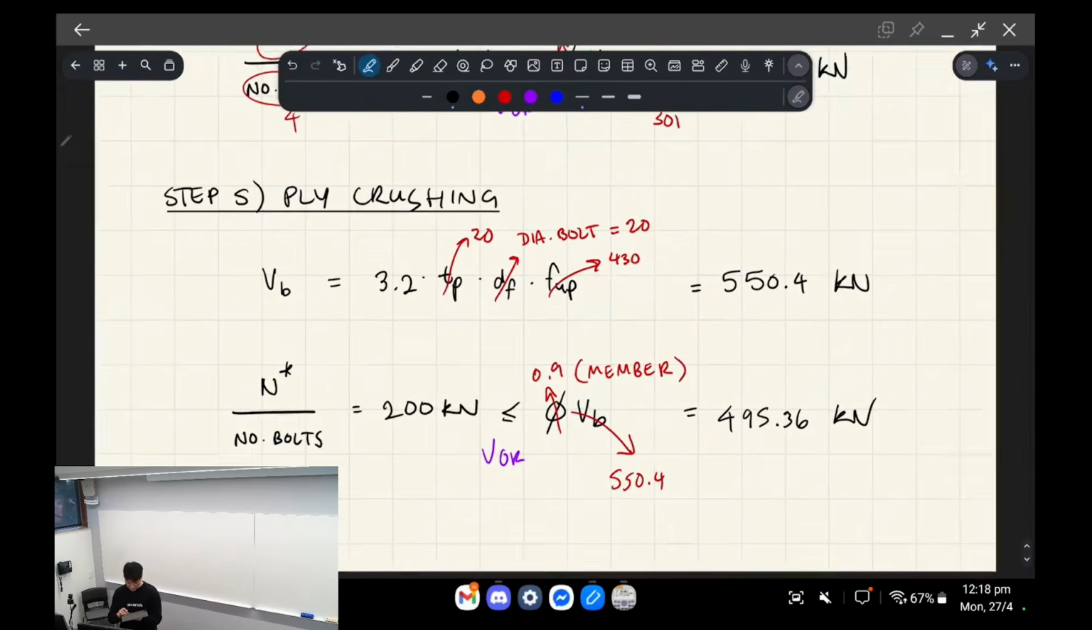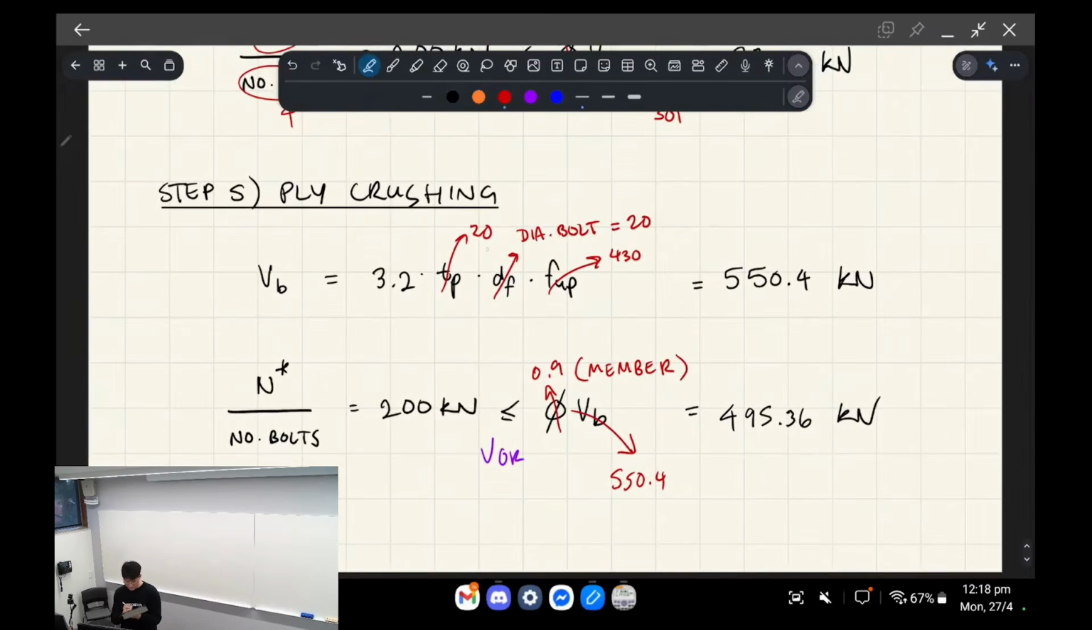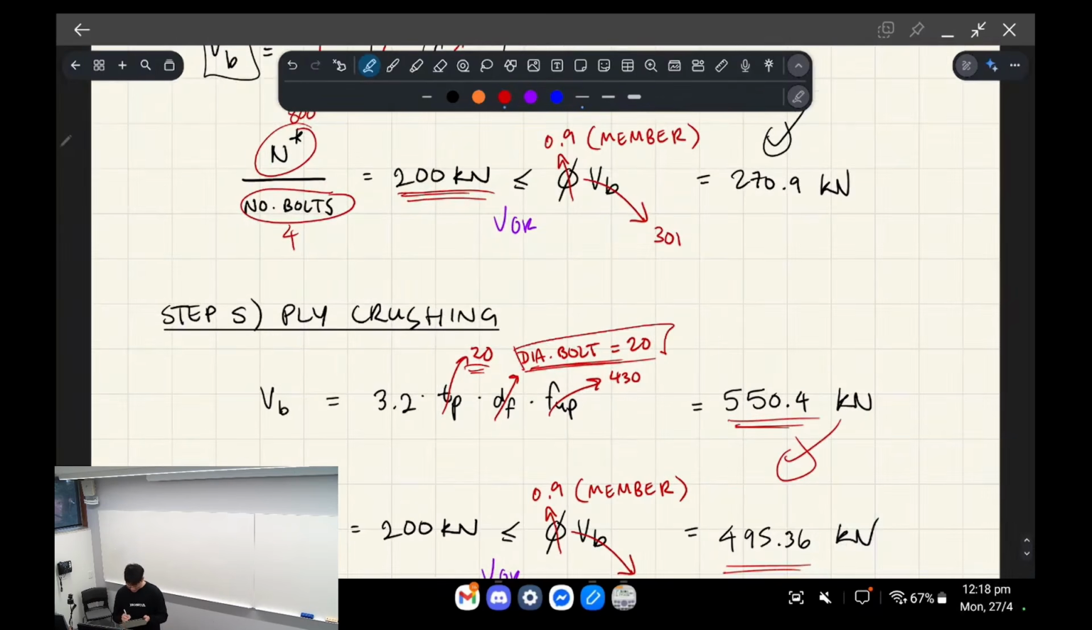And then ply crushing is very similar. It uses similar values but it has a different formula, I guess you can say. And then this one's fine as well, because you're using the diameter of the bolt for the crushing. Anyway, okay, that's all we had. So do you guys have any questions about the crushing or the tear out or anything like that?